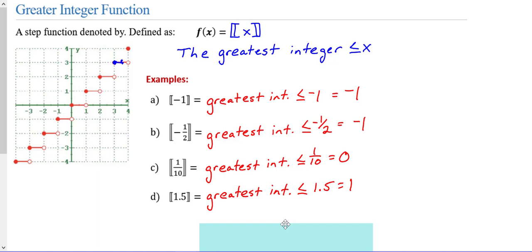These are the answers that you should have gotten for your examples. So the greatest integer of -1 would be -1. The greatest integer of -1/2. Now, I know it seems counterintuitive, but it's really -1. And if you go and look at the graph, -1/2 is right here. And remember, when it's a negative integer, as you go to the left, the numbers get lower. So the greatest integer of negative a half would be -1. The greatest integer for 1/10 would be 0, and the greatest integer for 1.5 would be 1.